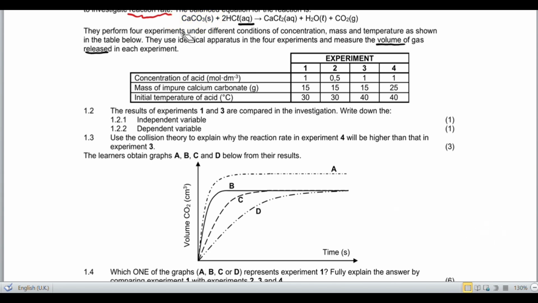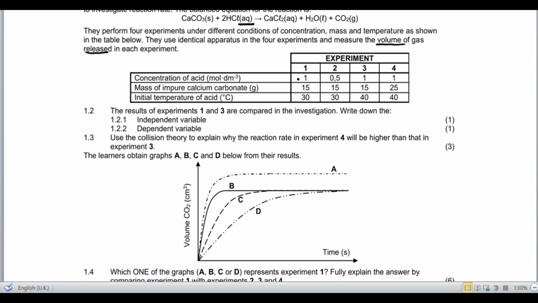Now if you can look at the graphs, this graph is less steep than all of these graphs. This one is steeper, and it goes higher up, giving us more product. These ones give us an equal product, which means these 3 have equal mass.